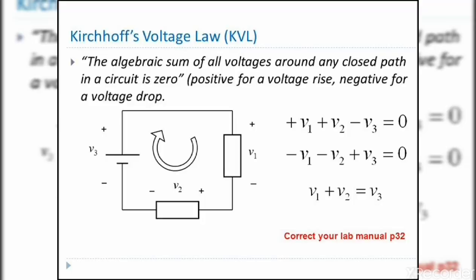The second law is Kirchhoff voltage law, KVL. The first law is a current law, where we study currents. Here we study voltage in a loop of the circuit. A loop means a closed path. According to the statement, the algebraic sum of all voltages around any closed path in a circuit is 0. So a closed path is called a loop, and the algebraic sum of all the voltages is taken to be 0.